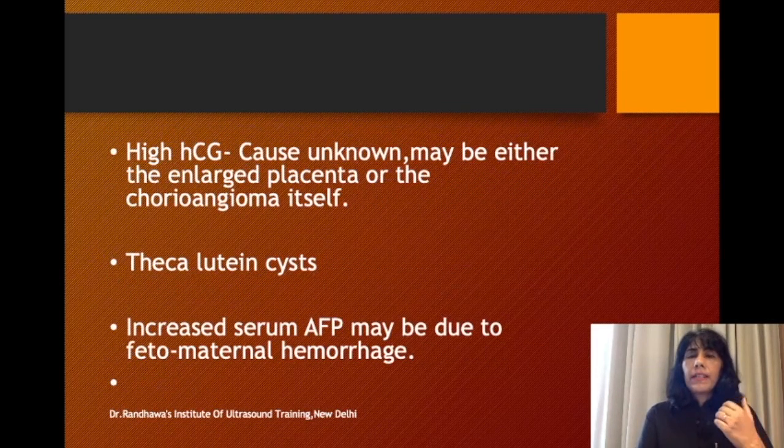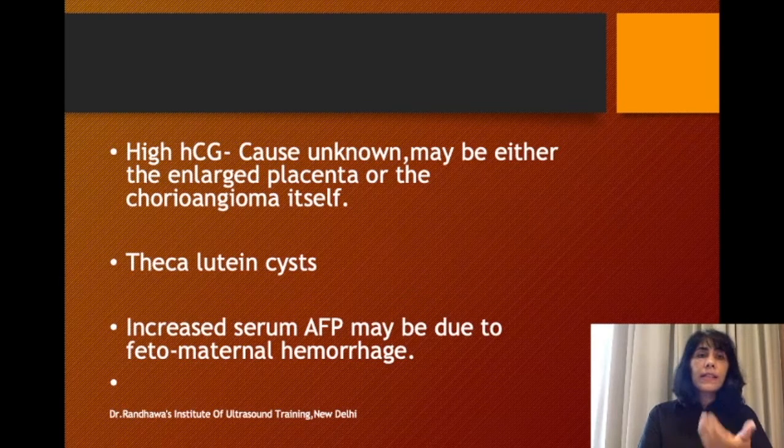Then, what are the other things that may be associated with chorioangioma? They may be associated with high HCG levels. What could be the reason for the high HCG level? Maybe because of an enlarged placenta, or maybe the chorioangioma itself secretes HCG. High HCG may again lead to what? Theca lutein cysts. And in addition, because of the feto-maternal hemorrhages, there may be increased serum alpha-fetoprotein also. These are the additional findings that may come in chorioangioma.